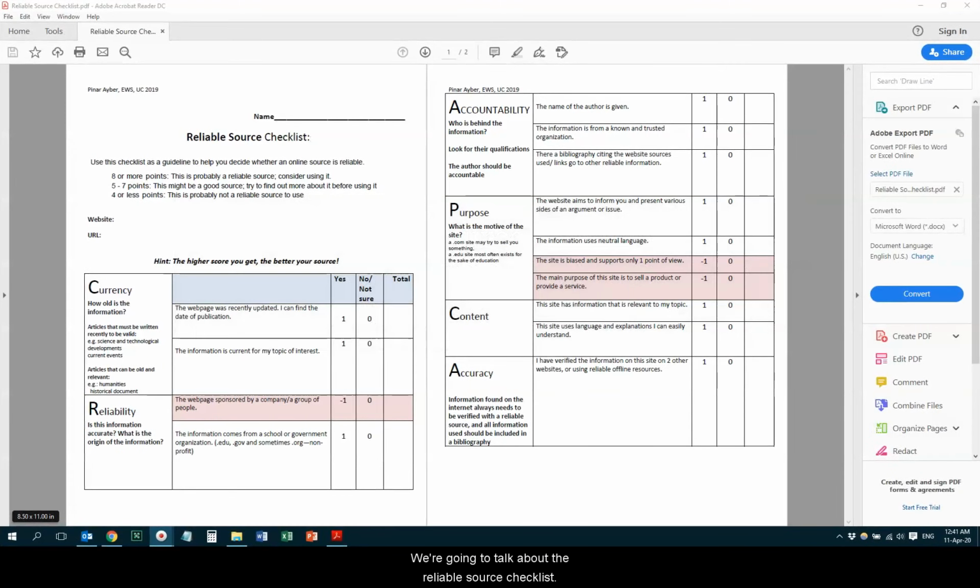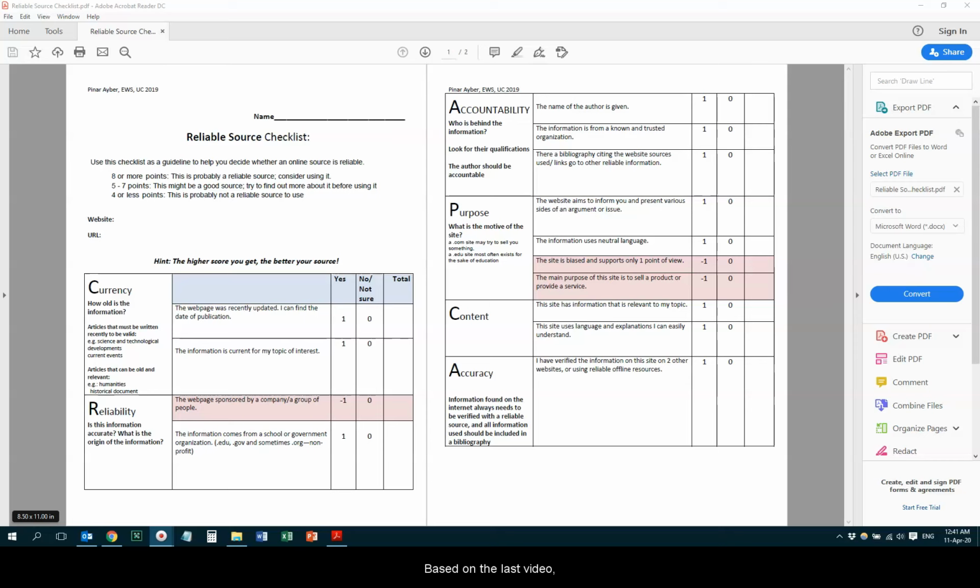Hi guys, we're going to talk about the reliable source checklist. This is going to help you determine whether your sources are reliable and trustworthy and good for your academic essay.